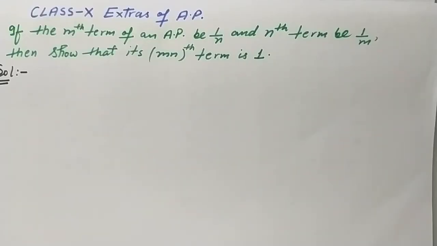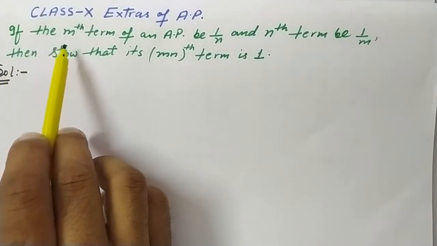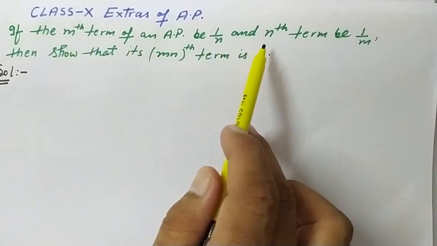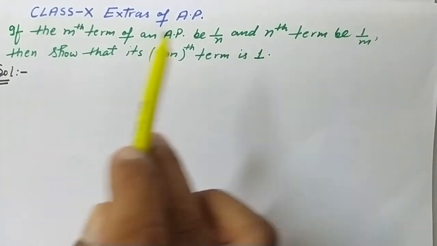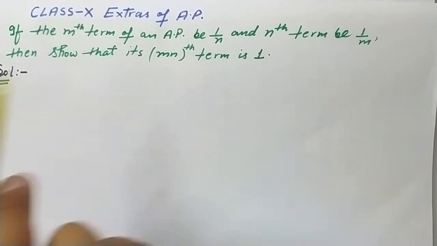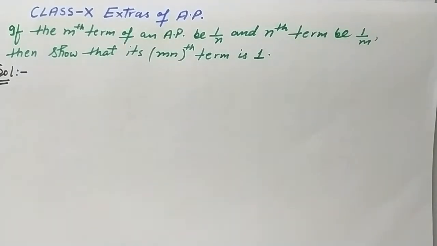Today I brought for you some extras of AP chapter 5 class 10. So the first question is, if the mth term of an AP is 1 by n and nth term is 1 by m, then show that its mnth term is 1. So let's start this question.